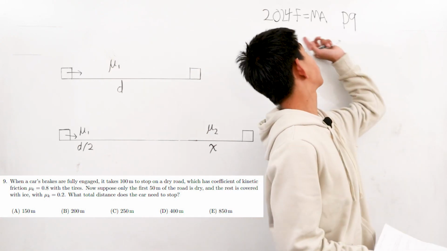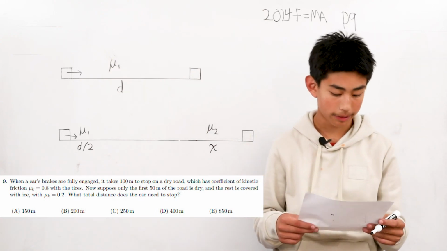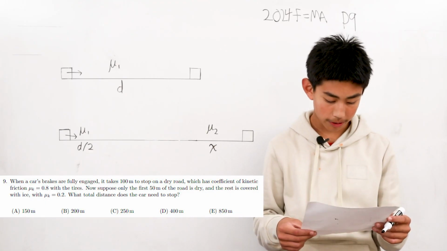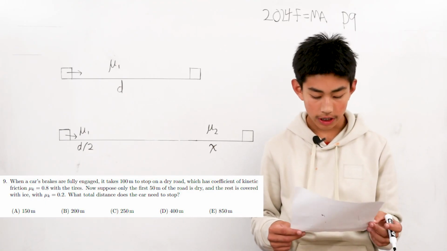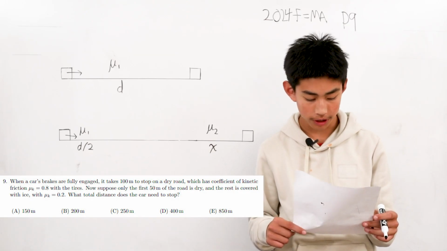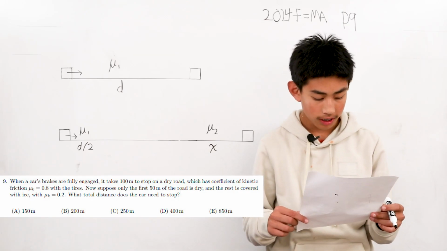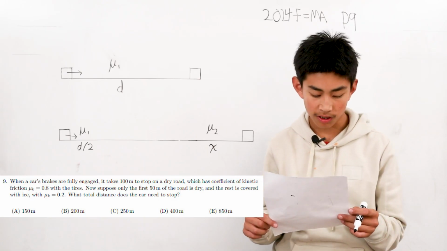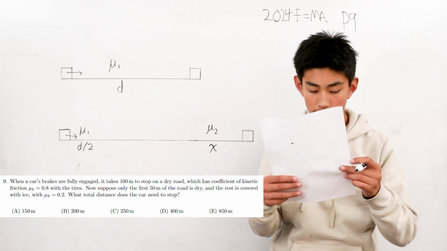Solving problem 9 from the 2024 F equals MA exam. When a car's brakes are fully engaged, it takes 100 meters to stop on a dry road, which has coefficient of kinetic friction mu of k equal to 0.8 with the tires.